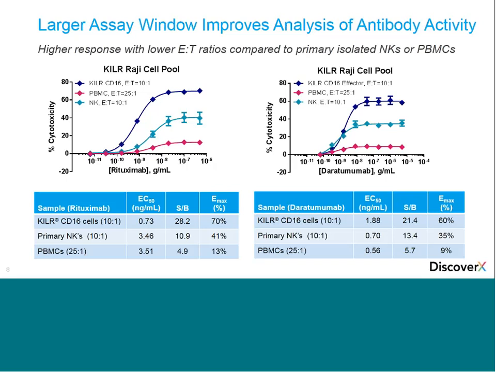So on the left, what you can see is that the KILR effectors at the same E to T that we use for primary NKs generate a much larger, or at least a 2-fold higher signal to background and a higher Emax relative to the NKs, and about a 6-fold increase in signal to background and Emax relative to primary PBMC. On the right, we see a similar story with the Daratumumab, where we're getting roughly 6-fold increase in Emax relative to the PBMCs in a very nice, clean dose-dependent response in both models.